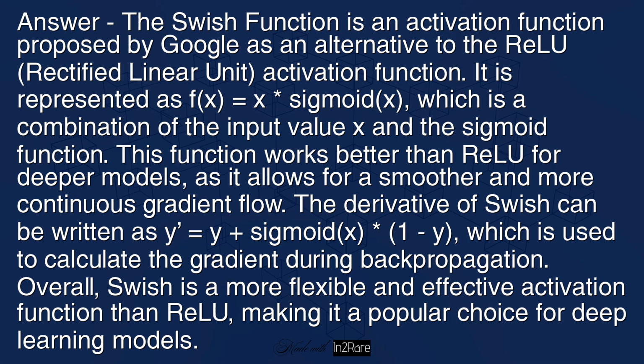The derivative of swish can be written as y' = y + sigmoid(x) * (1 - y), which is used to calculate the gradient during backpropagation. Overall, swish is a more flexible and effective activation function than ReLU, making it a popular choice for deep learning models.